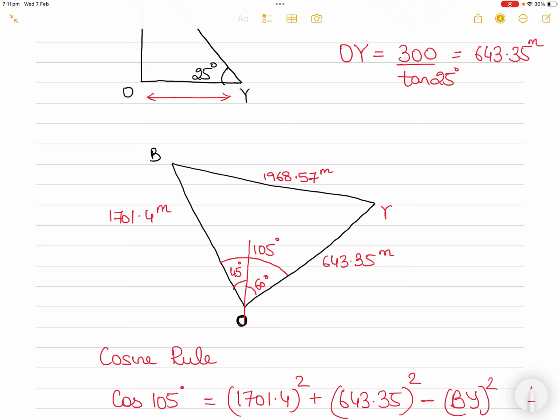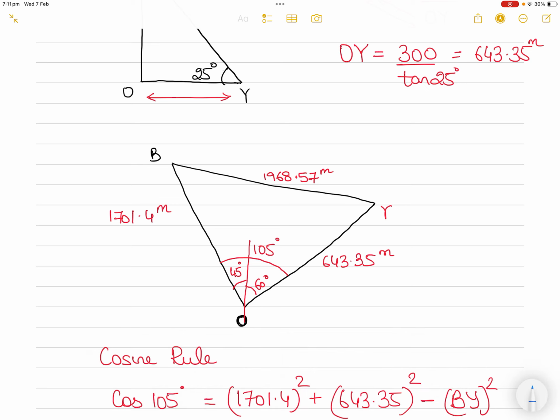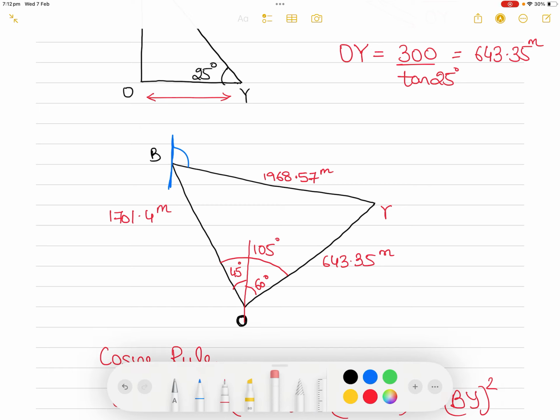Now, what else do I have to find? The next thing I have to find is the bearing of the lifeboat as it proceeds towards the yacht in case of distress. So what would that bearing be? Look at the diagram here. If I draw a perpendicular line here, I need to find this angle here. This is the bearing that the lifeboat will take. Now how can I find that angle?